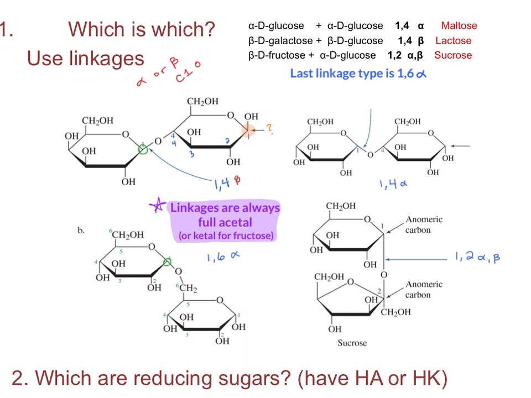Yeah, right? That's a hemiacetal. So any of the ones where that key carbon on the right side sugar is a hemi is going to be a reducing sugar. So this one would be 1, this one would be 1, this one would be 1.